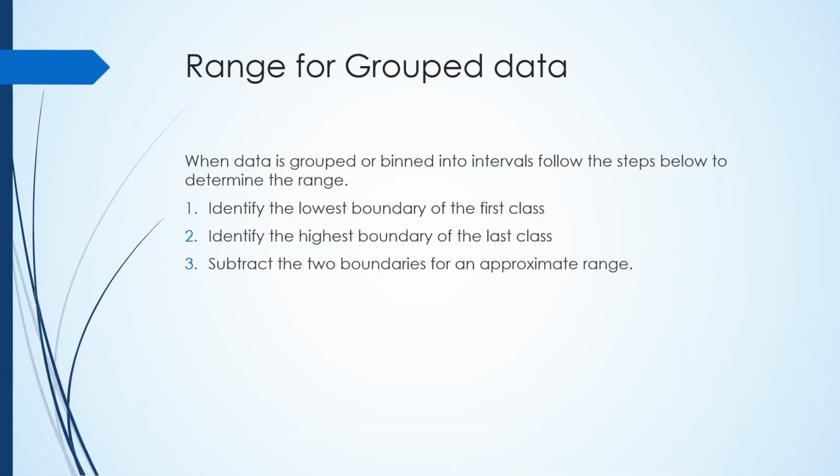We also need to be able to obtain the range when the data is grouped or binned into intervals. In this case, we lose exact individual values. To approximate the range, we assume the smallest value could be at the very start of the first class boundary, and the largest value is at the upper boundary of the last class. Subtracting these gives the overall range.